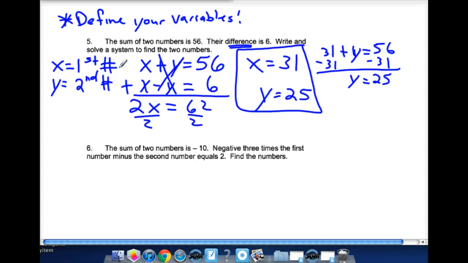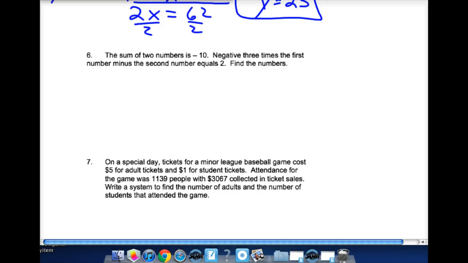What's their difference? 6. Subtract and you get 6. It's like a riddle. Math is always like a riddle, but especially for you, a riddle you can't figure out.